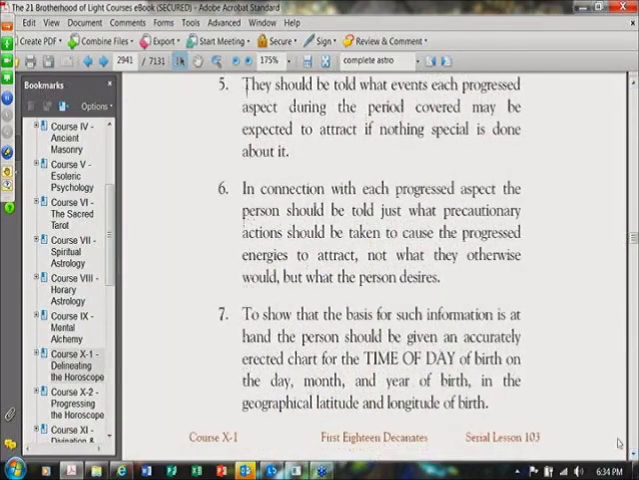And then 7, to show that the basis for such information is at hand, the person should be given an accurately erected chart for the time of day of birth on the day, month, and year of birth in the geographical latitude and longitude of birth. That's a lot of information.